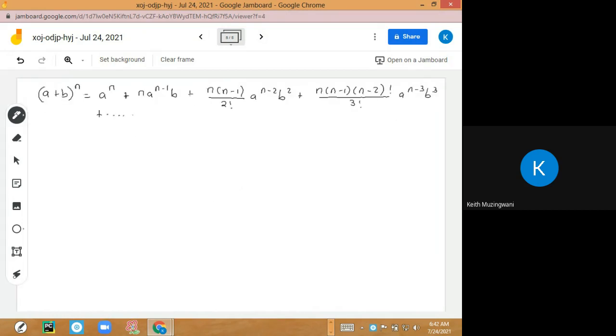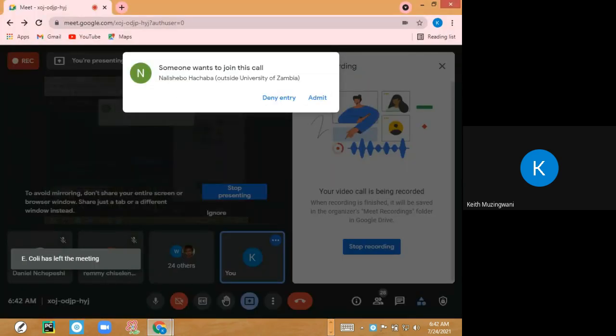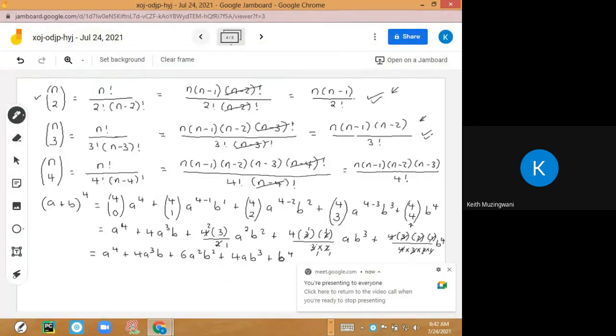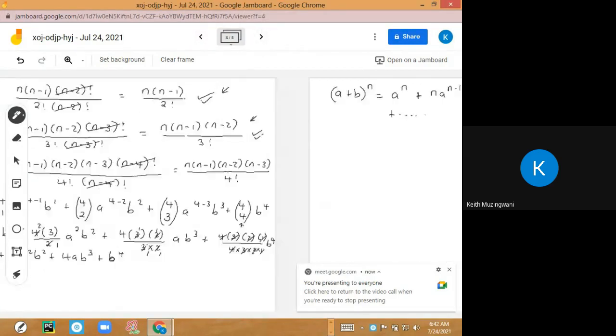Okay, what does this help us? This will help us now. For example, let's go back to example 3. Let's go back to example, was that example 3 or example 2? Okay, it was example 2. So let's go back to example 2.